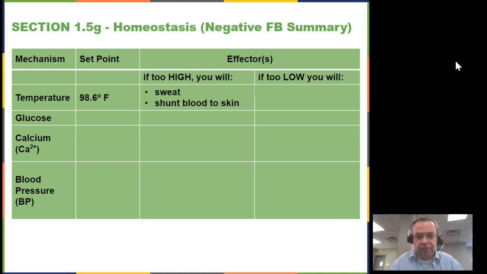and radiation. Conversely, if your body temperature is too low, you will shiver and you will shunt blood to the core. In this case, you will turn pale. In the case of your body temperature being too high, you will turn red.